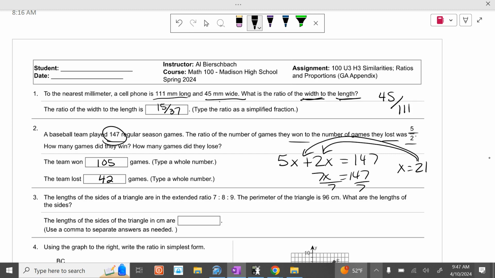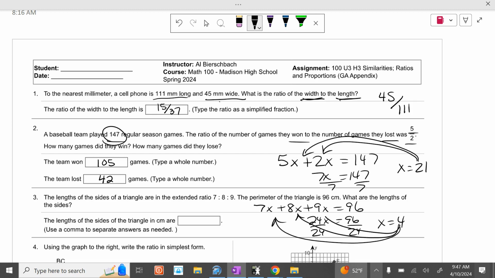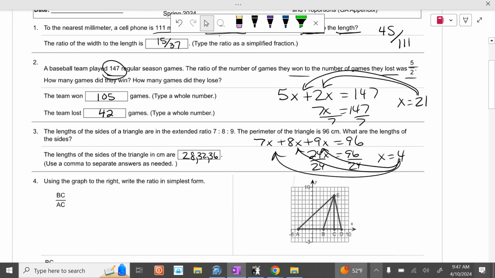Lengths of sides of a triangle. So 7x plus 8x plus 9x equals 96. So you just put an x behind them and solve. 7 plus 8 plus 9 is 24x equals 96. Divide by 24. x equals 4. So you stick the 4 in for each x. So you get 28, 32, and 36 are the lengths of the sides.